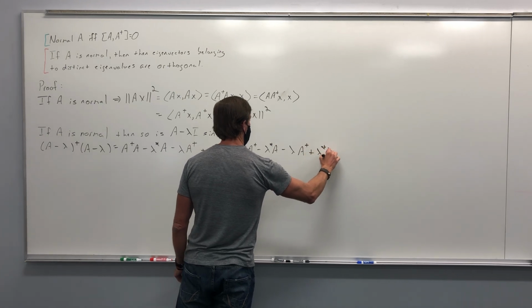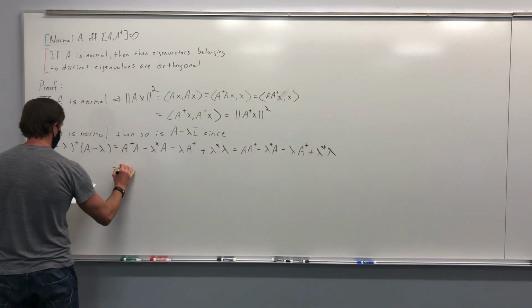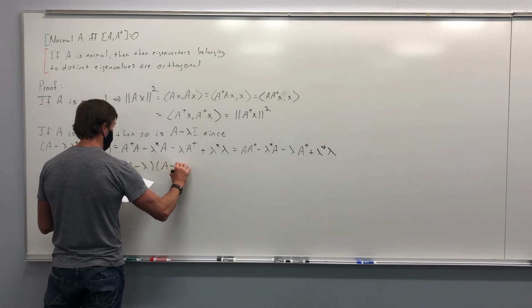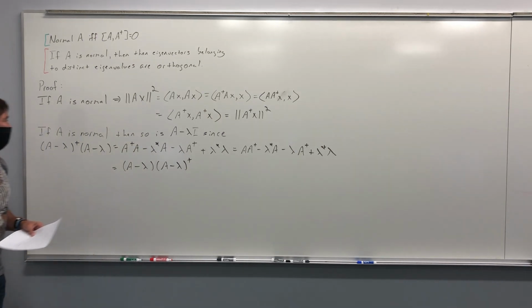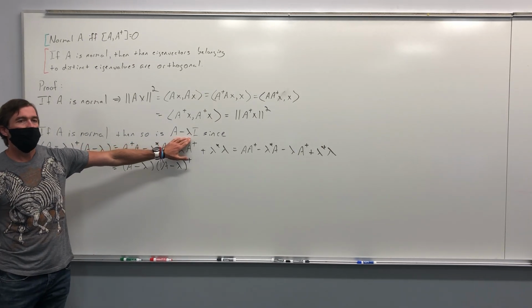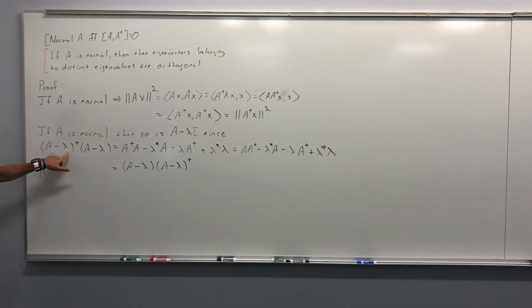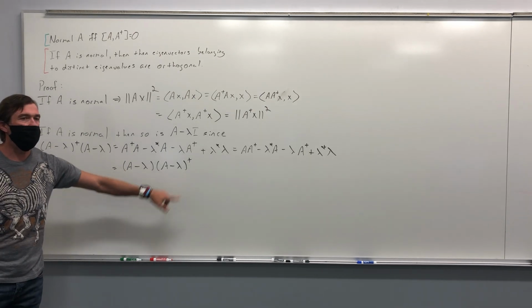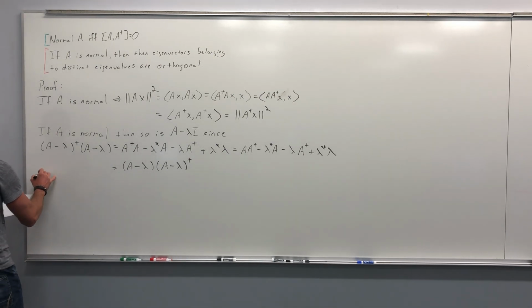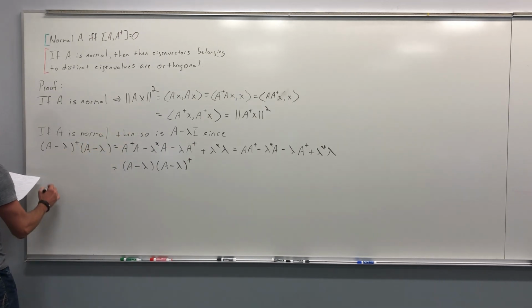But now, I can factorize this into A minus lambda dagger. All I'm doing is showing that this operator is normal. That is, if I take its dagger times the original thing, that's the same as the original thing times the dagger of it. And now what we want to do is plug this into here.